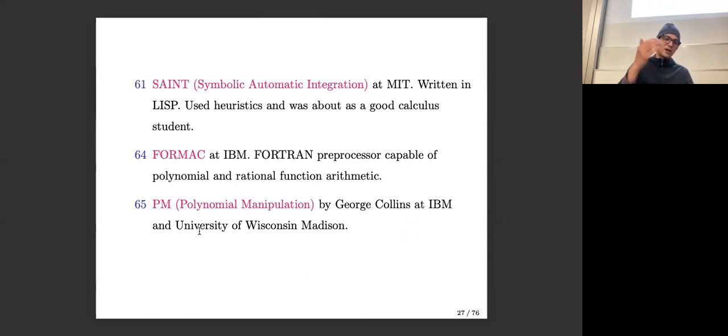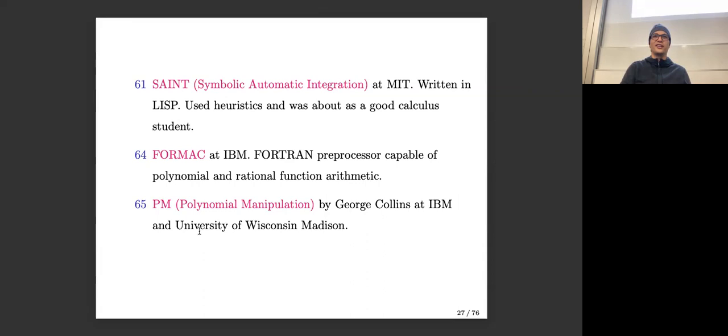Then there was a bunch more development that happened through the 60s. You get SAINT, which was written at MIT. It also used Lisp. It used heuristics to do integrals, and it was about as good as a calculus student, which is fair, because that's all a calculus student does when trying to do an integral.